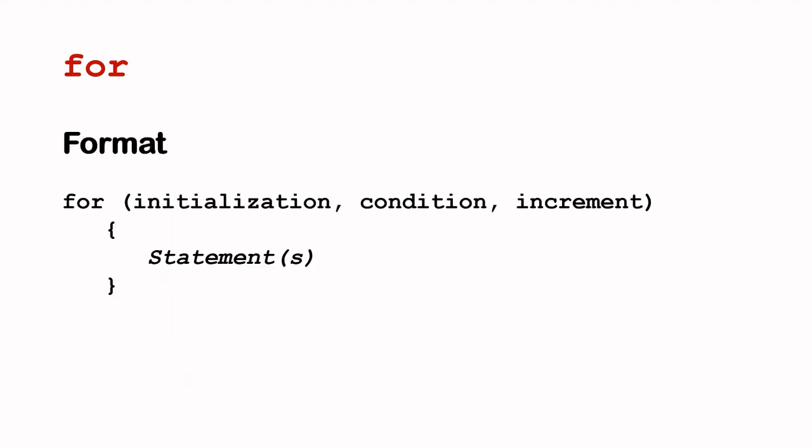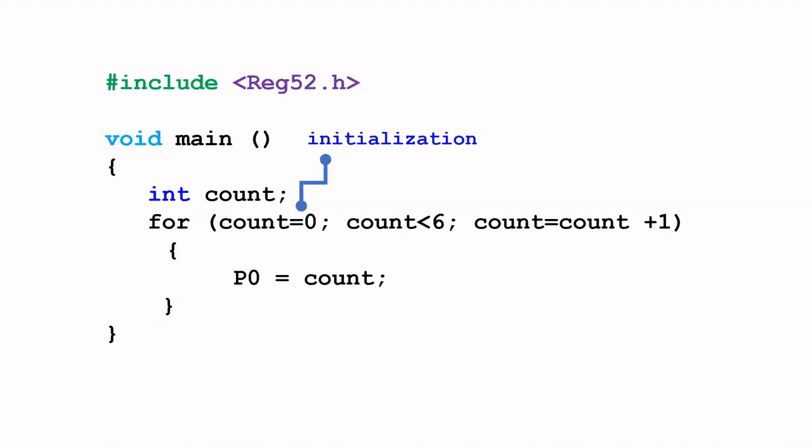Let's take a look at the C code format. So this is the format for the C code. We have a for, we then have an initialization, we have the condition, and then we have a thing called increment here. And the statements to be repeated are included within these two curly brackets. So let's take a look at the actual piece of code.